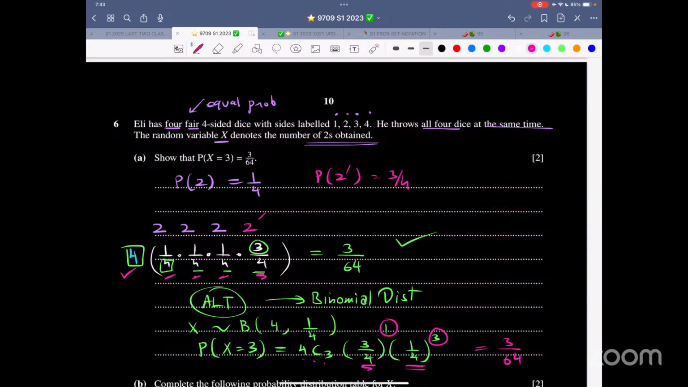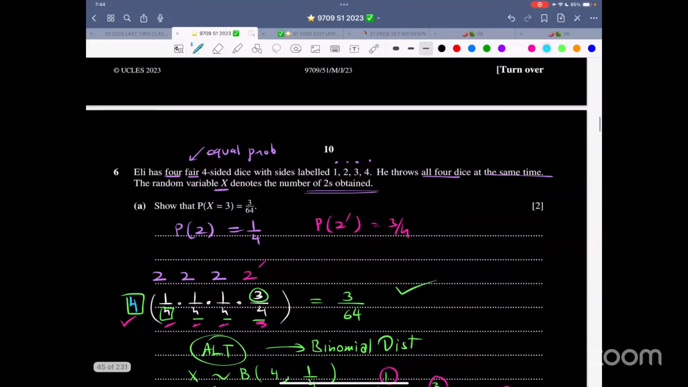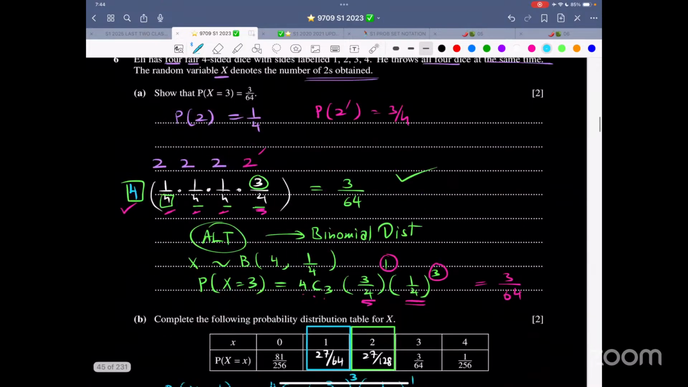So this is a concept of 2 things. This is about probability. This is also about basic nPr that is used to calculate probability. So that is the concept right over here. That comes out to be 3 over 64.